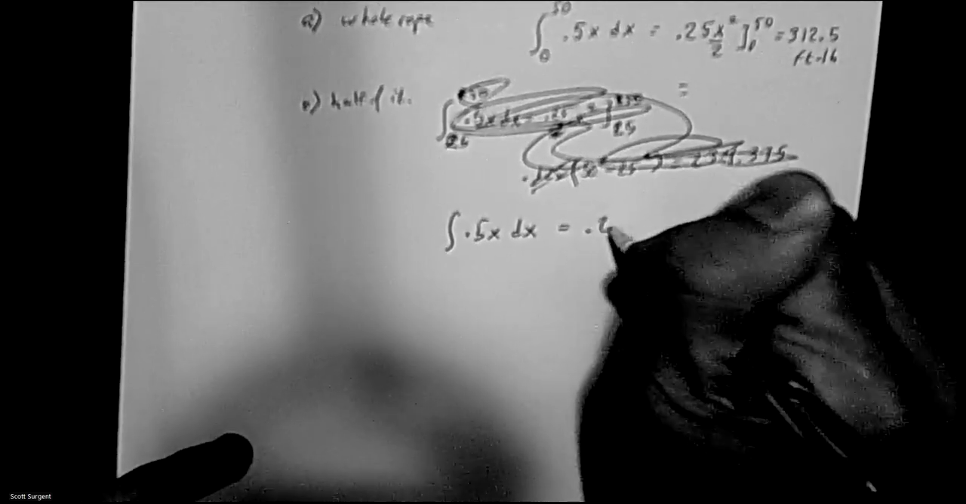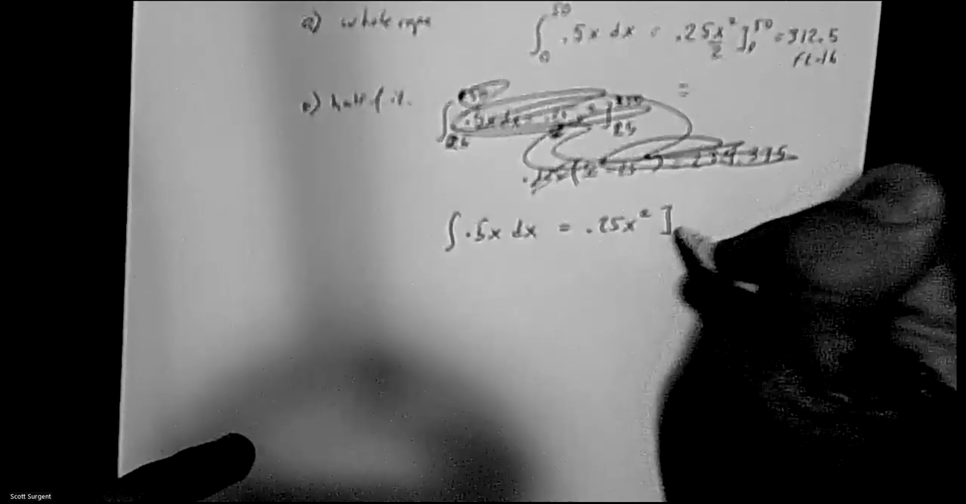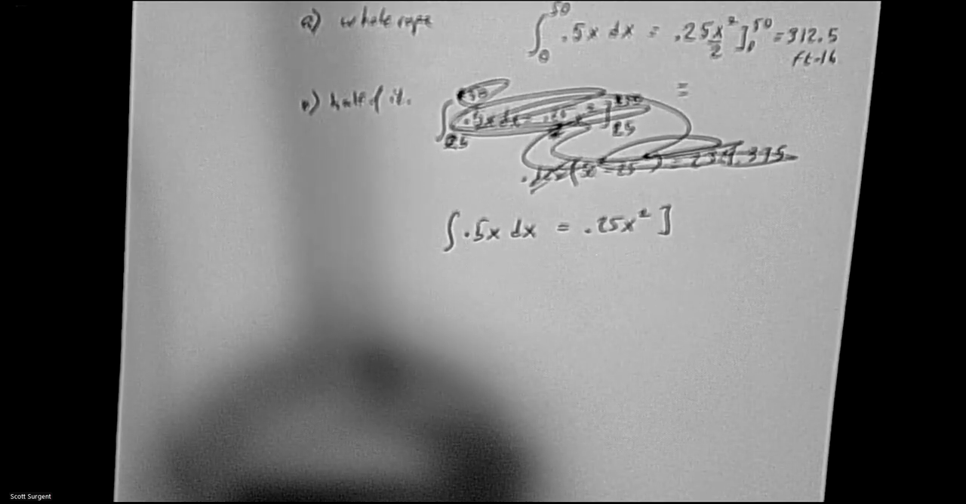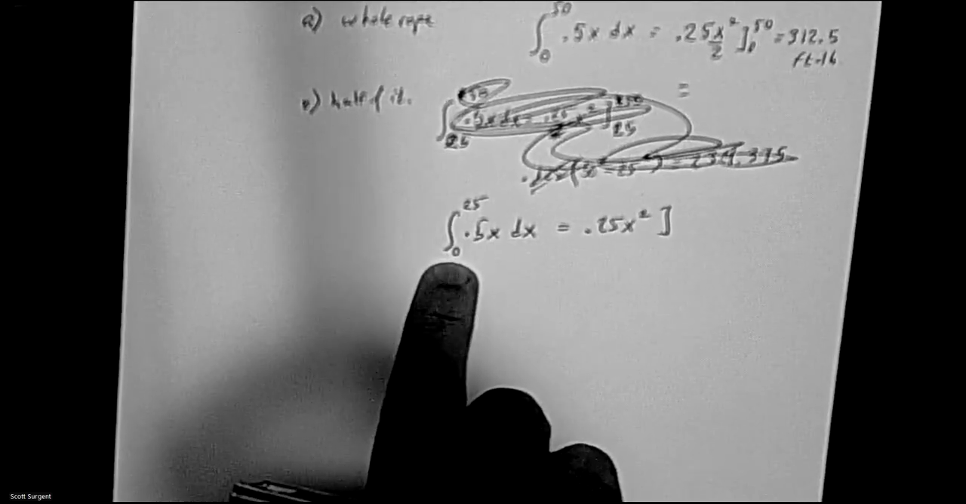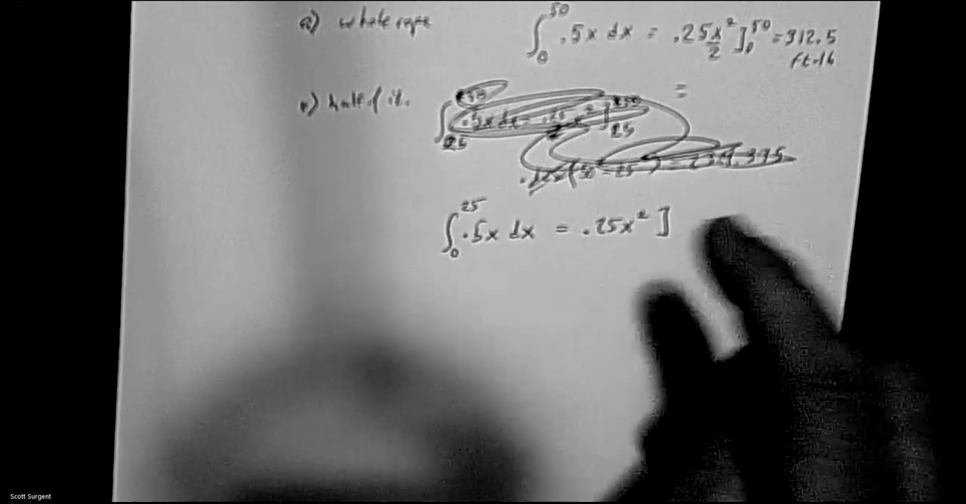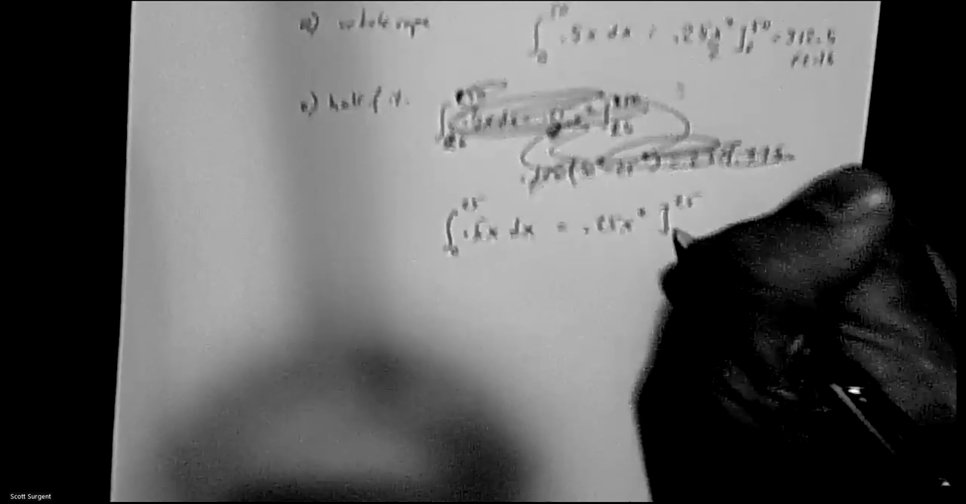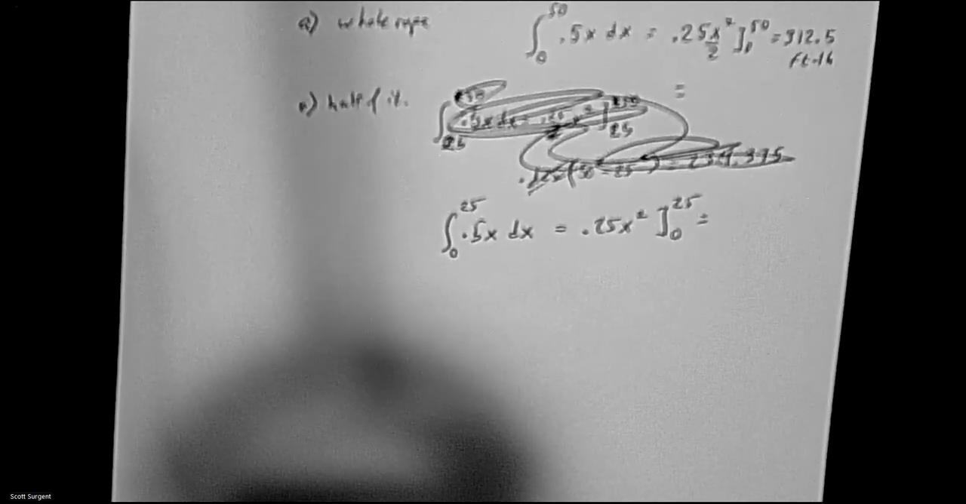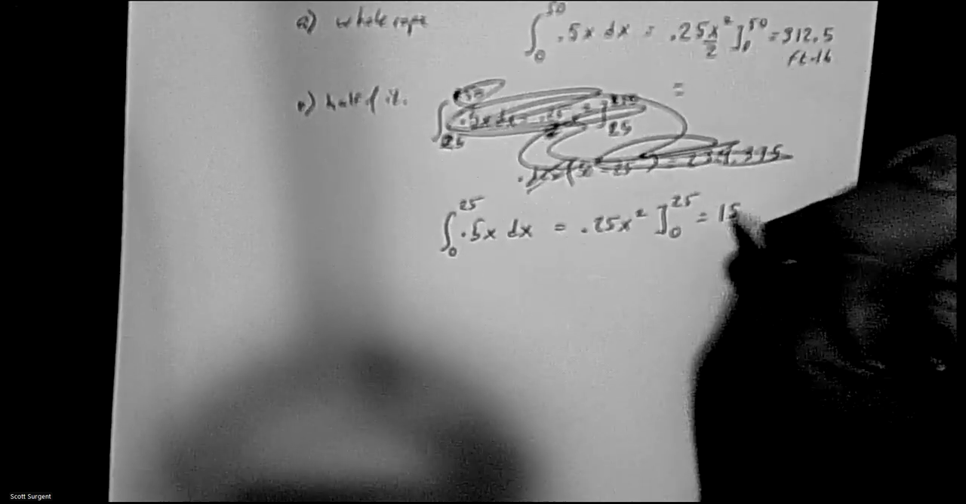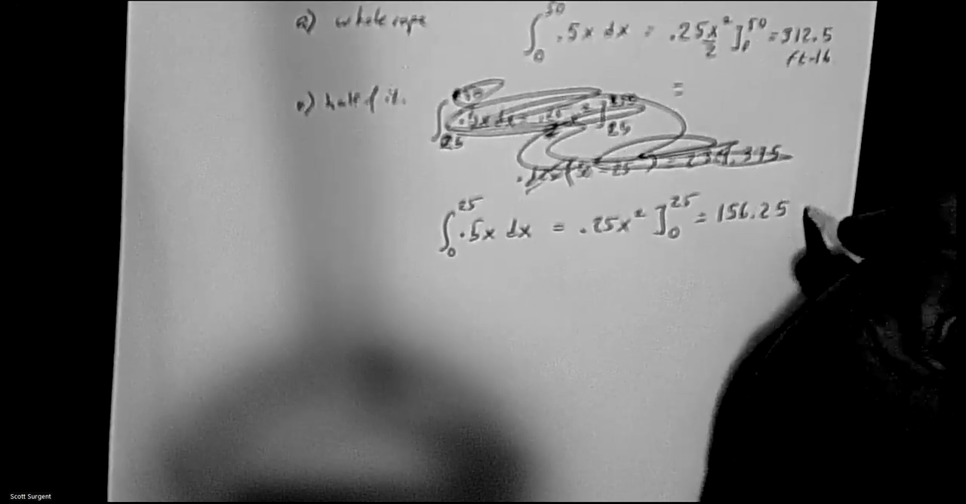So 0.25 x squared. Let me just do it real quick. You know what? I actually had the original bounds correct, because I'm starting at the top. So I'm treating the origin as the top. So that should be 0. And I'm pulling up the first half of the rope. So I should have it 25. I think I got myself turned around there. So 0.25 times 25 squared. Yeah, it works out. Okay, 156.25 foot-pounds.